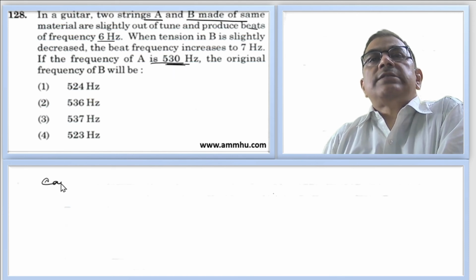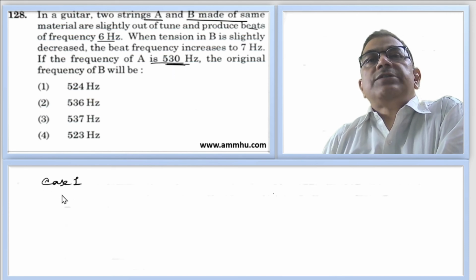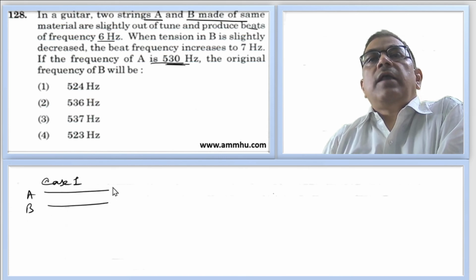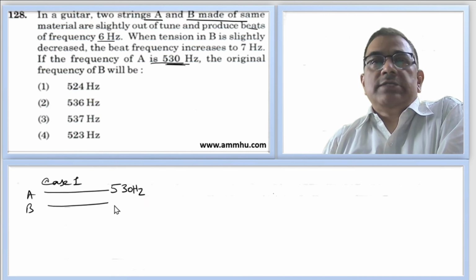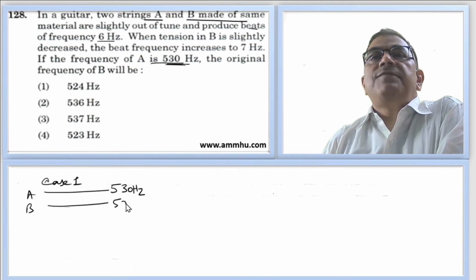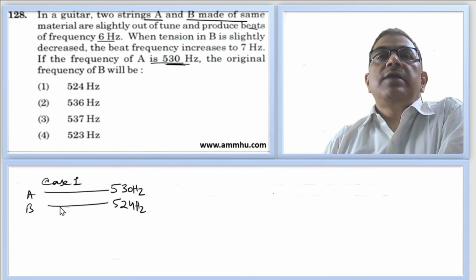So case first, string A, string B, and this frequency is given, 530 Hz. The choice could be case 1, it should be 524 Hz. Is it right? So when string A and string B are plucked together, then 6 beats should be produced. Is that right?